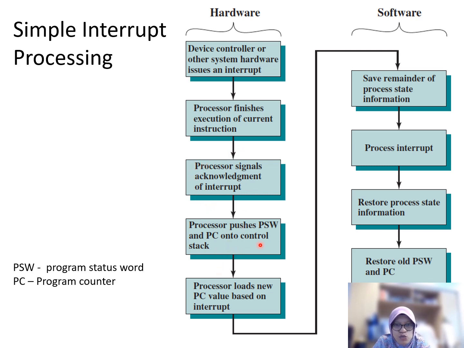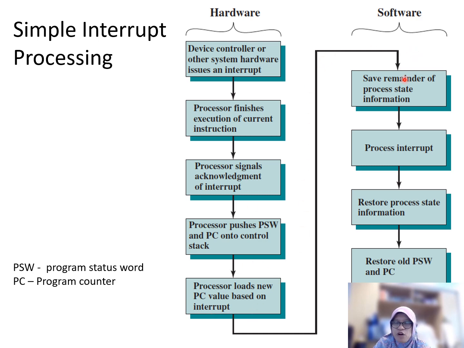At this time, the processor will push the program status word and program counter, also other status of the current program, into the control stack. After that, the processor will load the new PC value based on the interrupt signals.